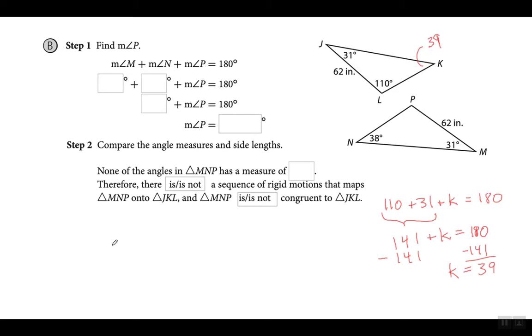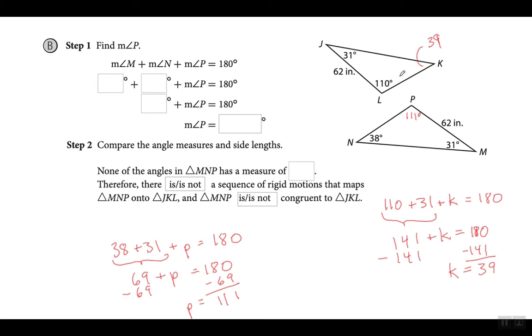So 38 plus 31 plus lowercase p equals 180. I add these two up and I'm going to get 69 plus p equals 180. Subtract 69 from both sides, and I'm going to get 111. P equals 111.